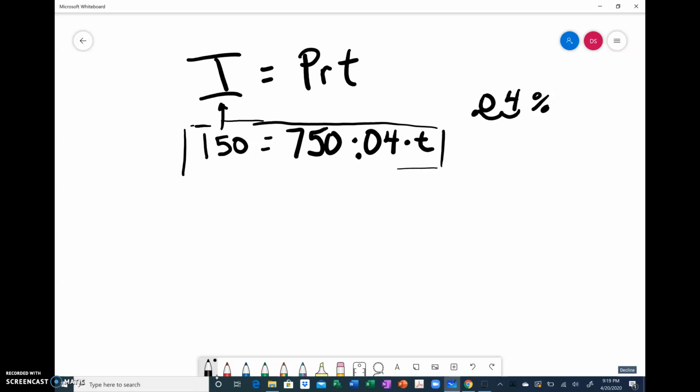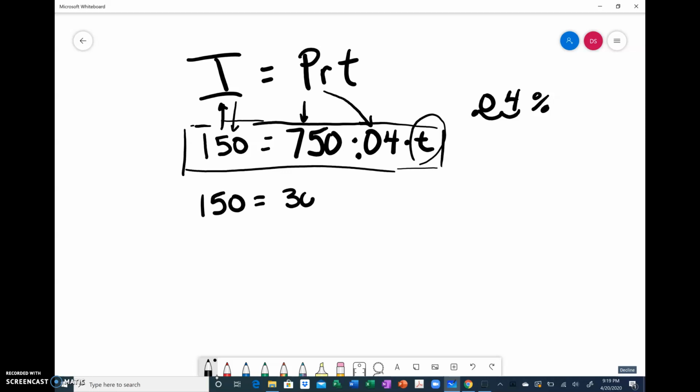Something that I have said multiple times in the past is plug in what you know. You know the principal, it's $750. You know the interest rate is 4%. You know the interest is $150. What you don't know, what you're being asked, is how long, what's the time. So you're going to solve this one the same way you solved the rate one. You're going to combine like terms, which is 750 times 0.04, and 150 is still over here. 750 times 0.04 is 30, and we have a t.